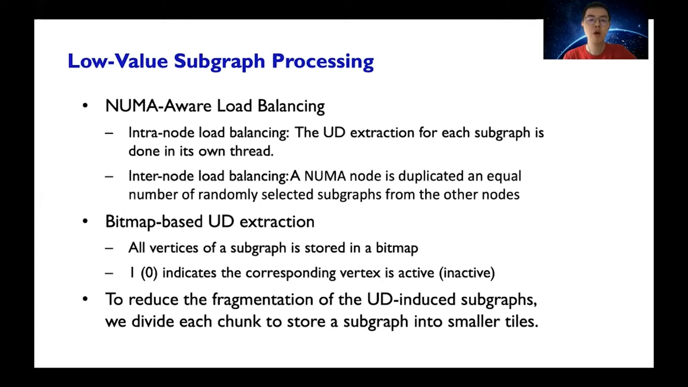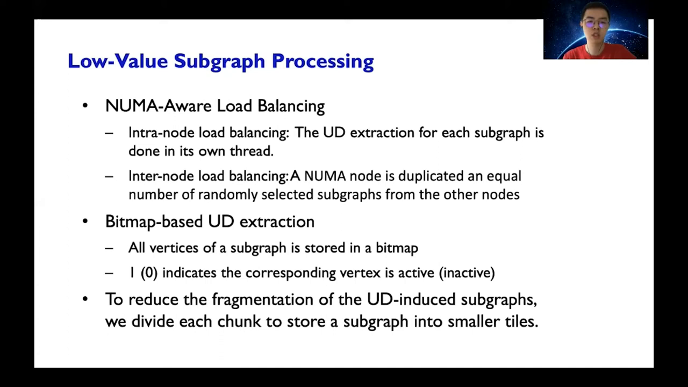All its vertices are stored in a bitmap with a one indicating that the corresponding vertex is active. Unlike high-value subgraphs, which can each be stored in the same size chunk in GPU memory, low-value subgraphs may give rise to UD-induced subgraphs of varying size.